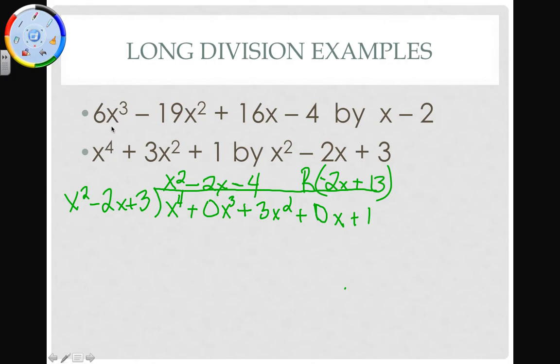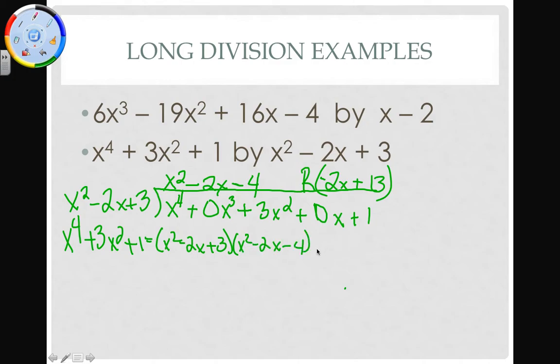So our summary statement would be, okay, so I know that x to the fourth plus 3x squared plus 1 is equal to the product of two things. It's equal to the product of x squared minus 2x plus 3 and x squared minus 2x minus 4, and has a remainder of, actually let's write this as minus 2x plus 13. We can write it like that.